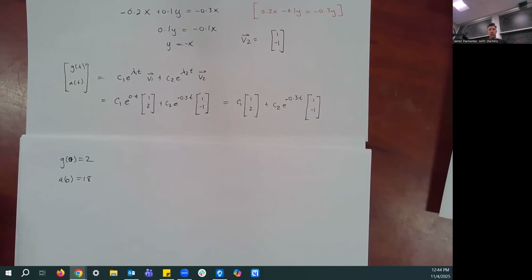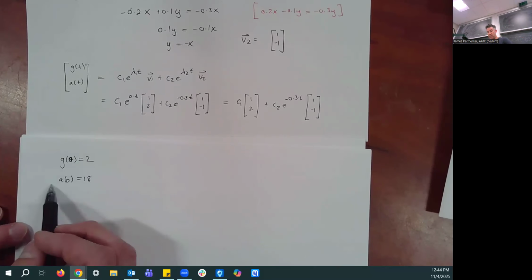Still true, right? We didn't change the problem. We just changed how we're solving it. But if their derivatives add up to 0, their functions have to add up to a constant. And since we said the constant they added up to was 20, well, G of 0 being 2 means A of 0 has to be 18.